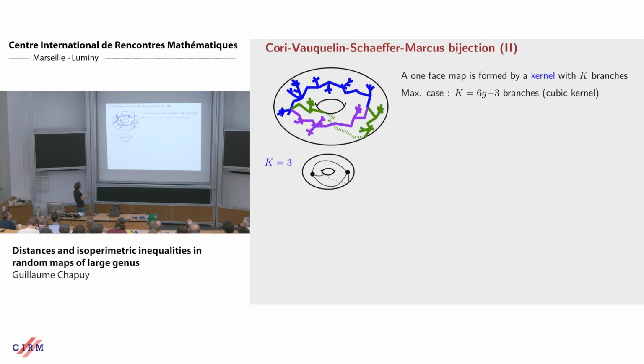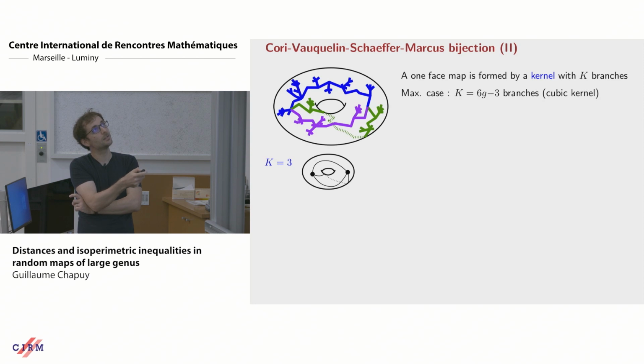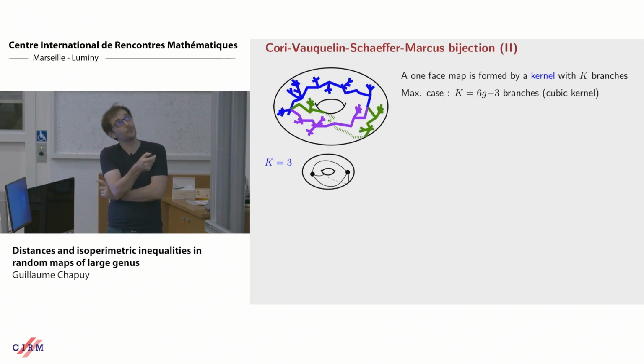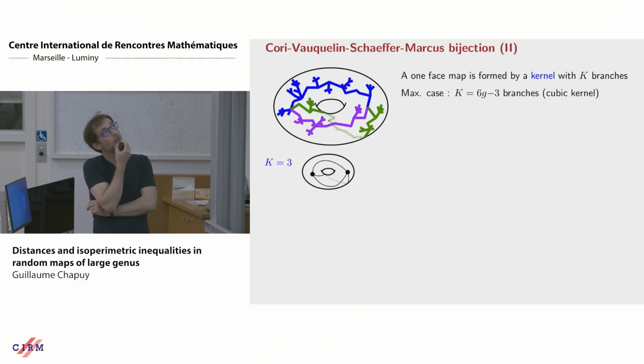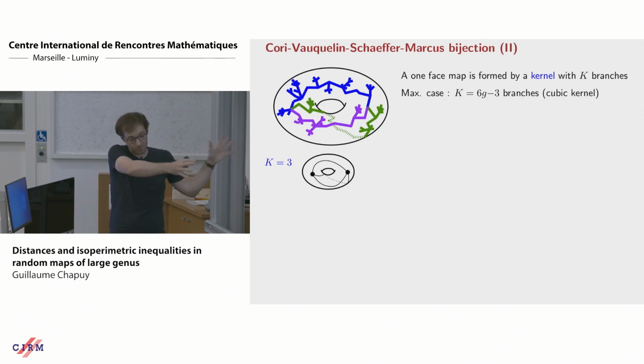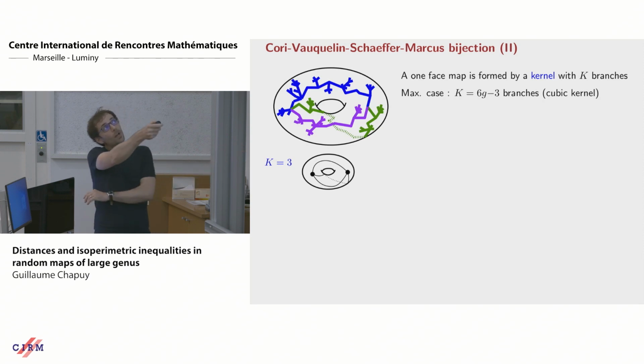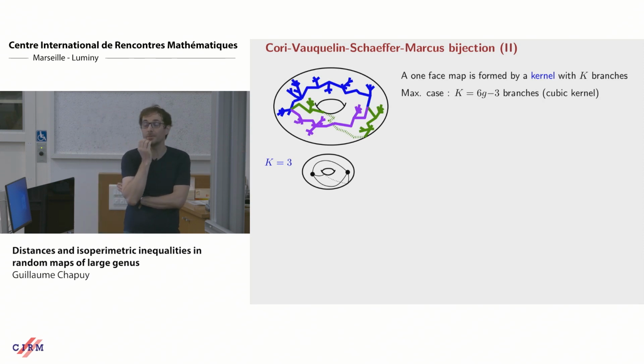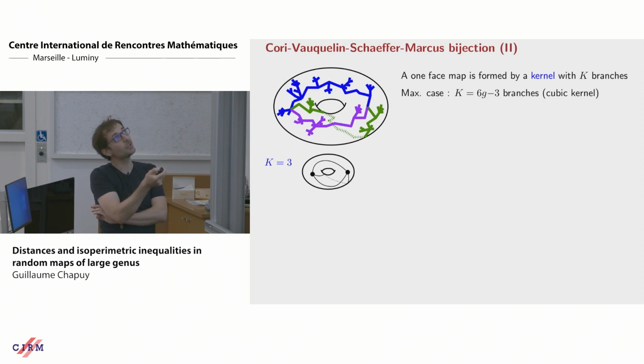And so a one-face map is in fact formed by a small kernel, like this one, for example, with 3 edges in genus 1. And then you substitute the kernel by branches of trees. For a fixed genus, you have finitely many such kernels just by Euler characteristic arguments. And so the Cori-Vauquelin-Schaeffer bijection transforms something like a quadrangulation, which looks like a very complicated object, into one of these things. It's a huge simplification. You can even count what the maximum number of branches is.